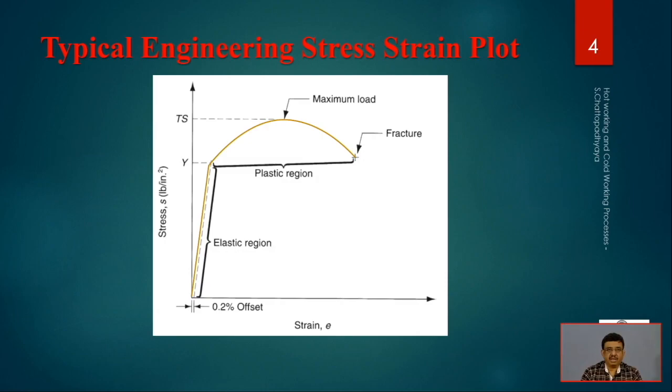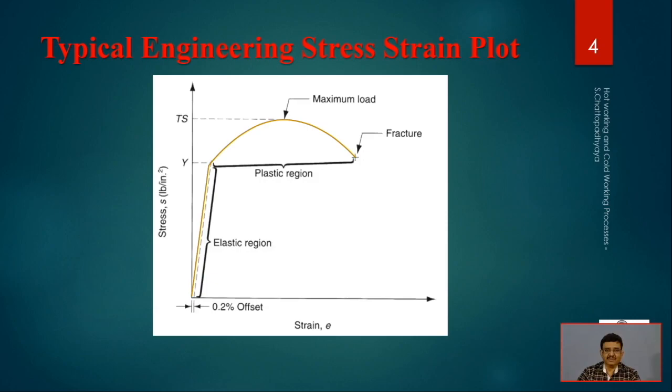We can see the elastic region and plastic region, and a mechanical engineer, a manufacturing engineer, cannot afford to forget this in his lifetime. Even if he slips, he will come back and find out the division between those two regions of the stress strain curve. One can easily see the elastic region, which is linear, and the plastic region, which after the yield point is non-linear, then maximum load and then fracture. We have to do everything before the fracture. If the material is fractured, our purpose is not served.